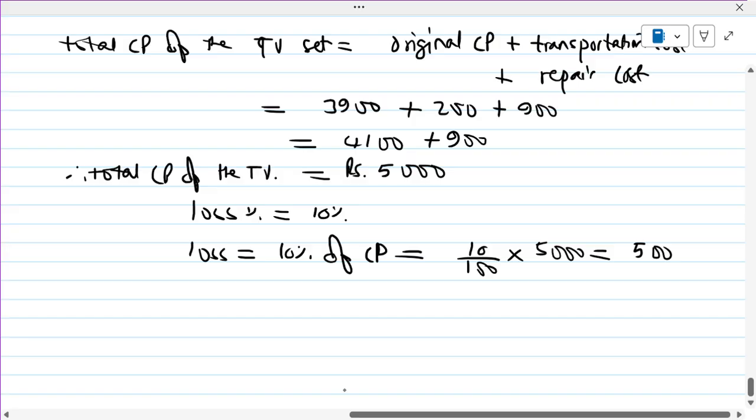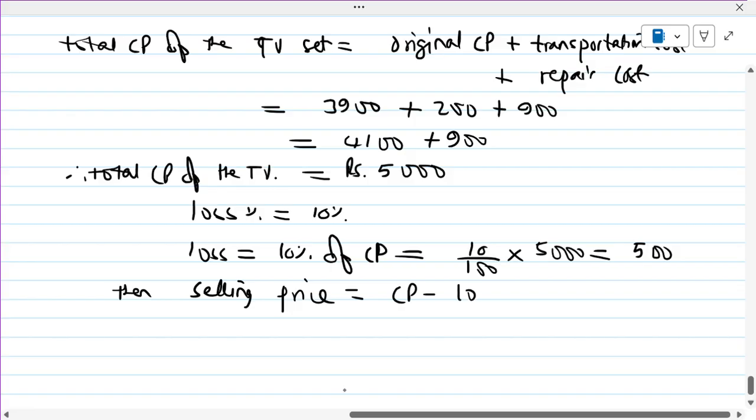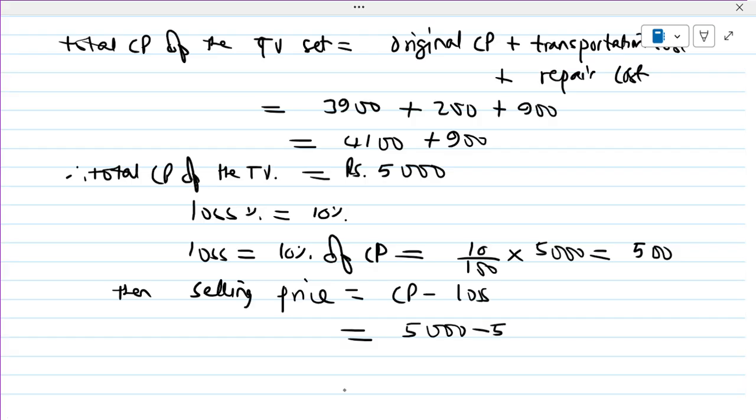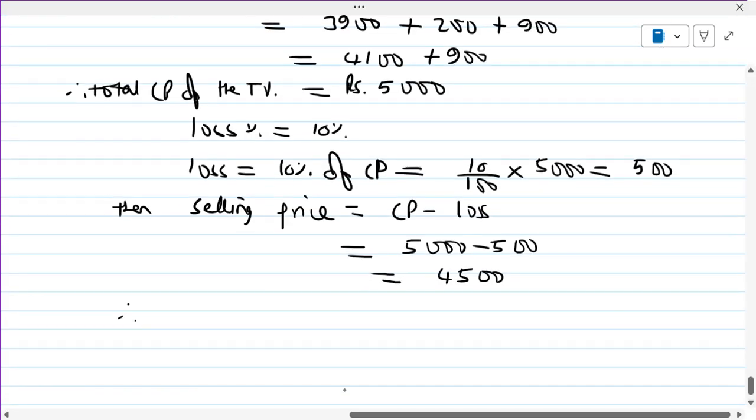So selling price will obviously become lesser than the cost price as he sold it at a loss. All right, so selling price is CP minus loss. So CP is 5000 rupees and loss is 500. So when we subtract, we get 4500. So the selling price of the TV set was 4500 rupees.